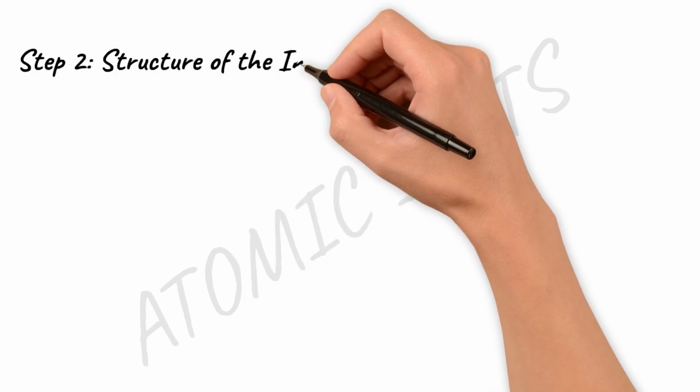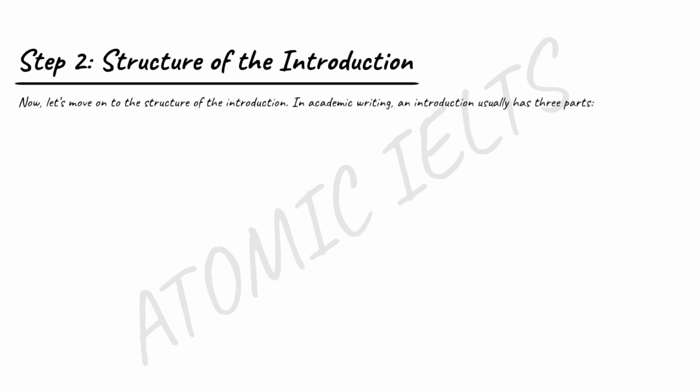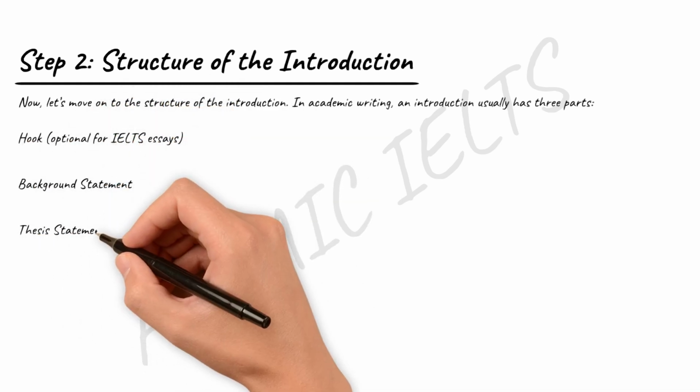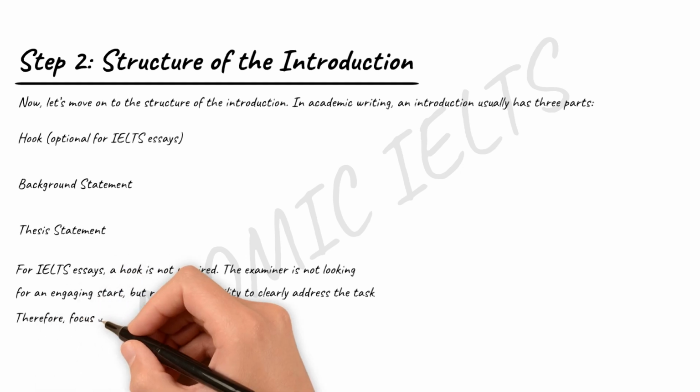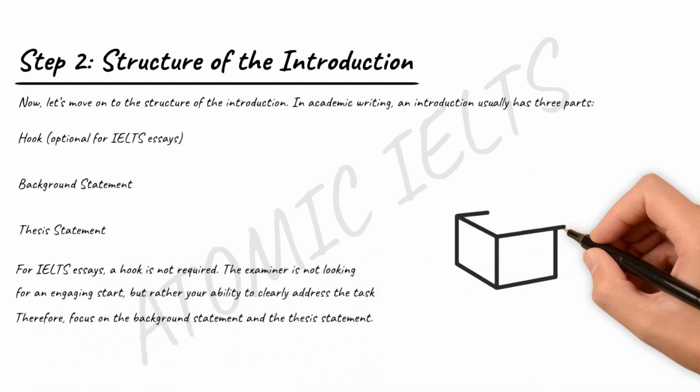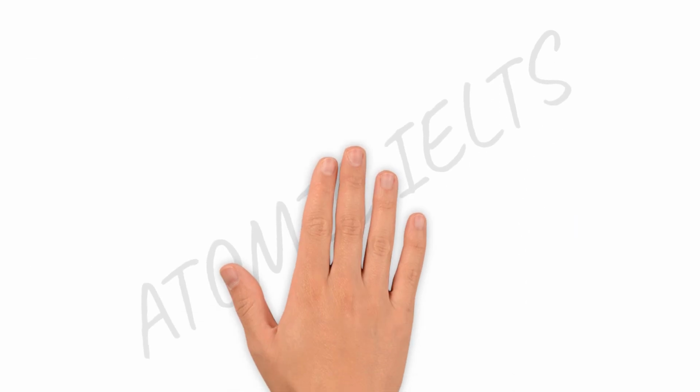Now let's move on to the structure of the introduction. In academic writing, an introduction usually has 3 parts. A hook statement, which is optional for IELTS essays, a background statement, and a thesis statement. For IELTS essays, a hook is not required. The examiner is not looking for an engaging start, but rather your ability to clearly address the task. Therefore, focus on the background statement and the thesis statement.